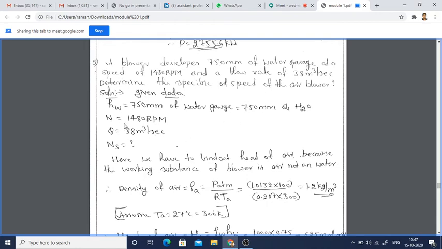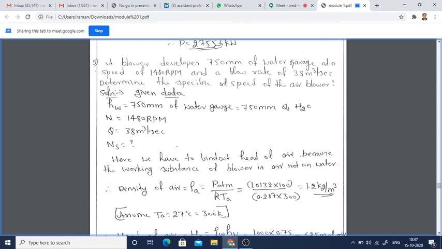Okay, so they had given the head in terms of 750 mm of water. We need to convert that into SI units first. So the density is given by P by RT. This I think you know. The density of air is given by P by RT.